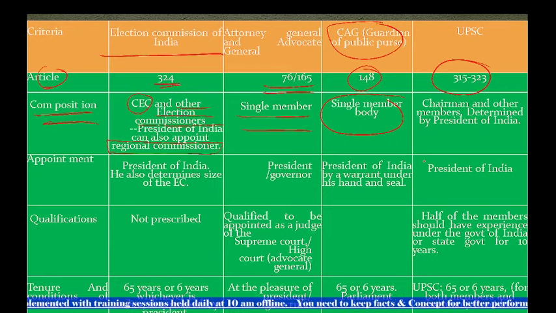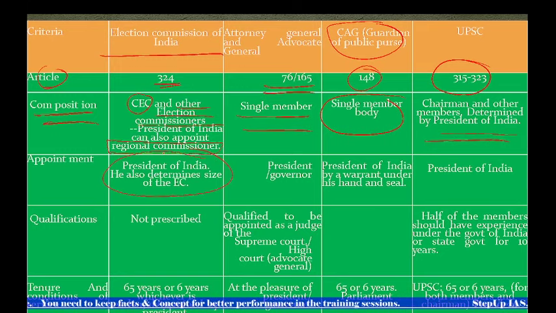CAG is also a single member body. He is just like a Chartered Accountant, but he should not be called a Chartered Accountant. UPSC has a chairman and other members determined by the President of India. Then, appointment is by the President of India.